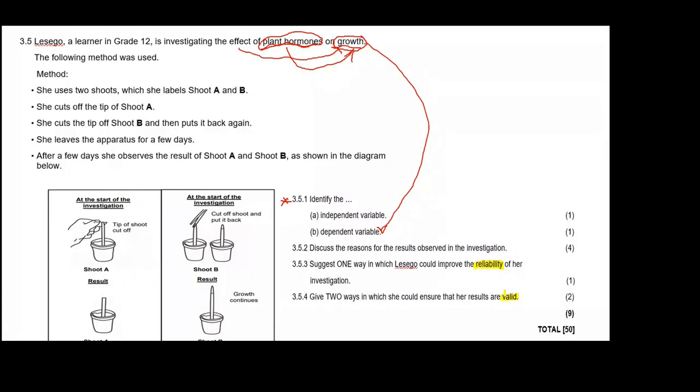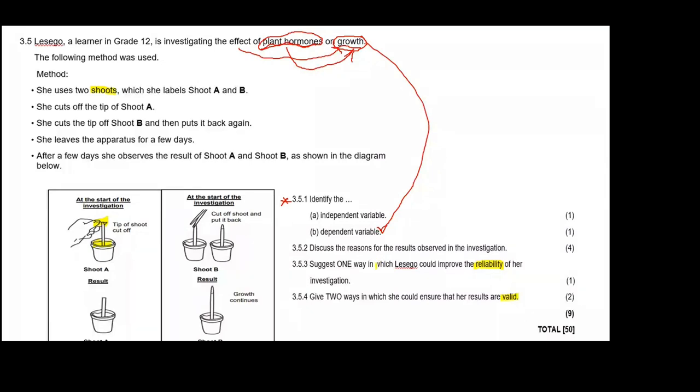When you must look at something that is valid, you have to see what was kept the same. So make a note of this for yourself. Valid or validity means what was kept the same. So same plant species, same knife, same condition, same environment, same soil, same person, same time of day, etc. Anything that was kept the same, that would be having to do with the validity. So validity, what was kept the same. And it has to do with what's in the experiment. So you could say, she used the same species of shoot or same plant. She used the same knife to cut the plant open. She used the same soil. It was the same temperature, anything the same.